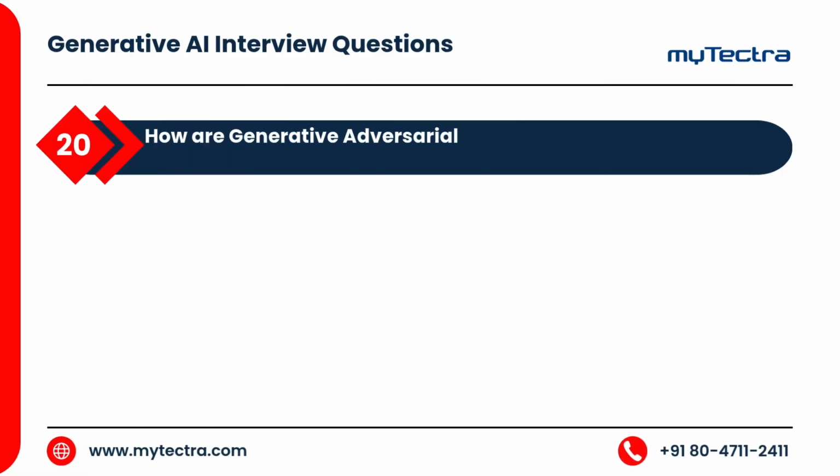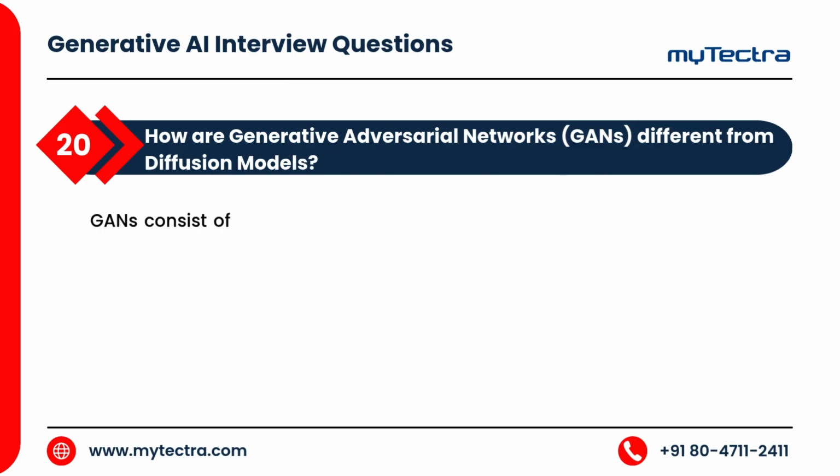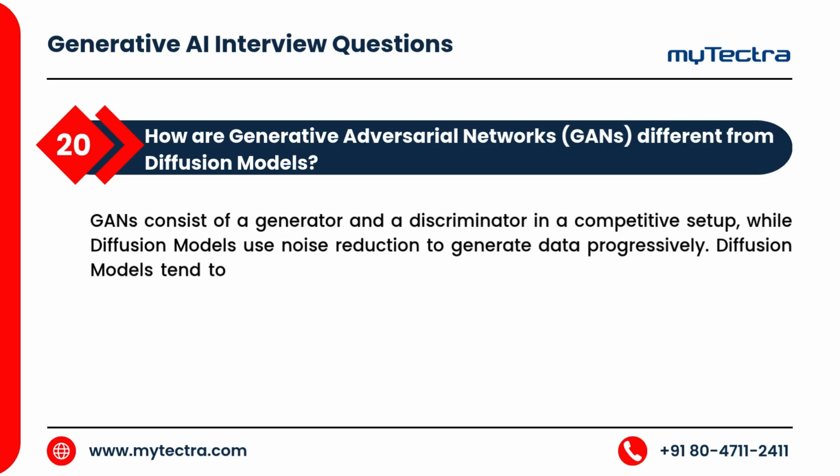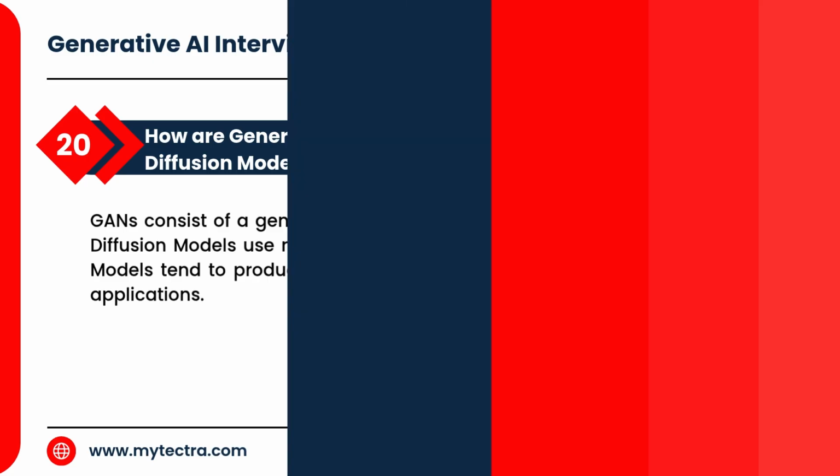How are generative adversarial networks, GANs, different from diffusion models? GANs consist of a generator and a discriminator in a competitive setup, while diffusion models use noise reduction to generate data progressively. Diffusion models tend to produce higher quality and more stable results in modern AI applications.